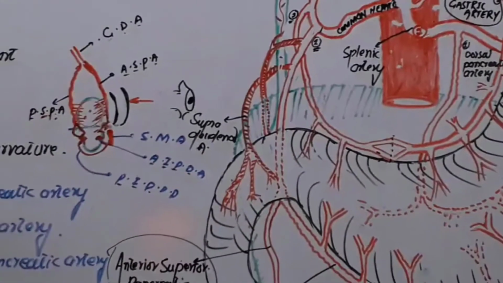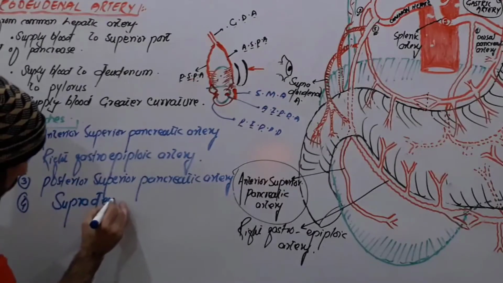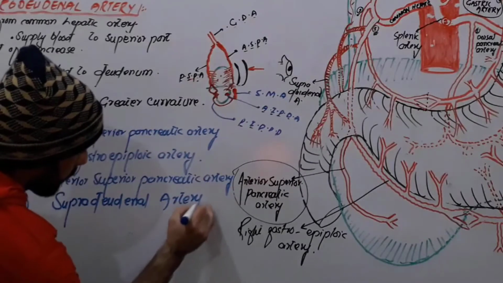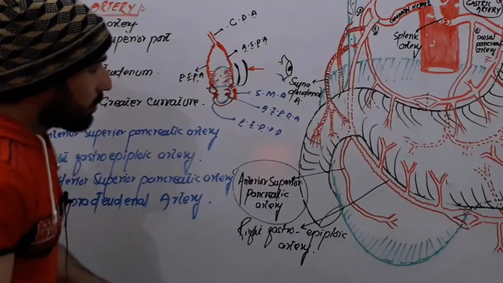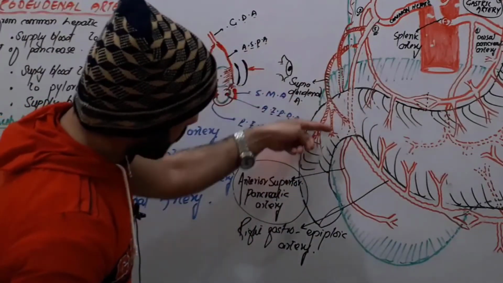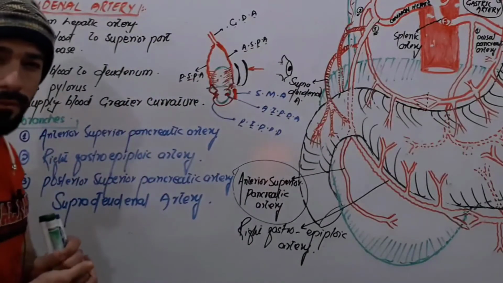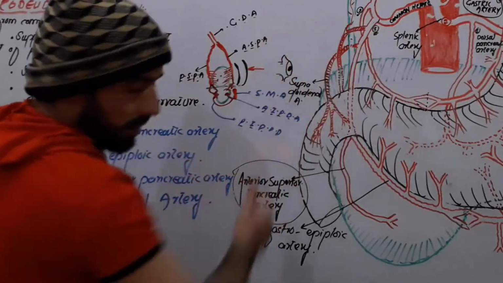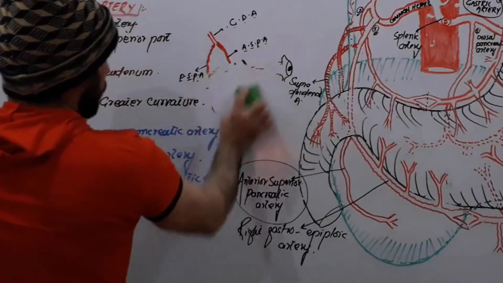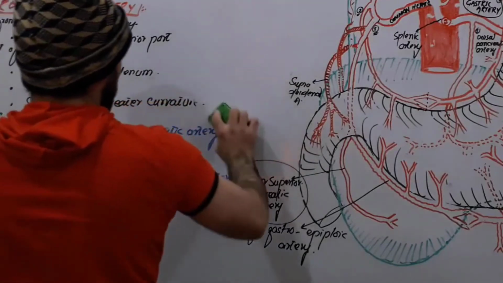So let me write it here also. The four branches: the supraduodenal artery. Clear, friends? This artery is responsible to supply blood to the superior or upper border of the duodenum. So this supraduodenal artery is a branch of the gastroduodenal artery. Clear, friends? Now let's move forward and see other branches. Others are very easy, don't worry. Let's erase this from here and see other branches.